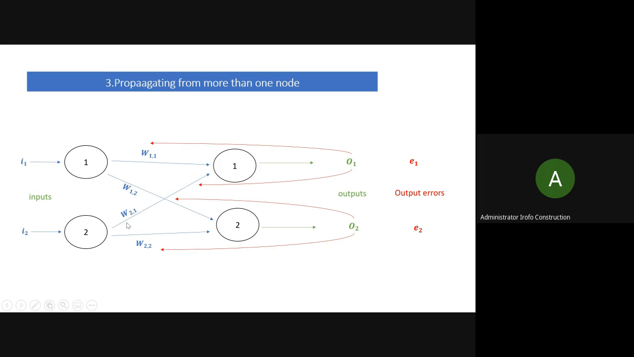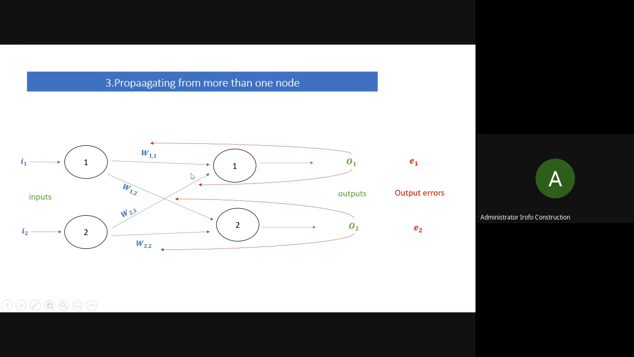We will do something similar for this one: W21 over W11 plus W21. So that gives us a proportion. Then you just have to multiply by the error, E1. If you do that, we get an error that is associated with this link weight here, and we get another error that is also associated with this link weight here.